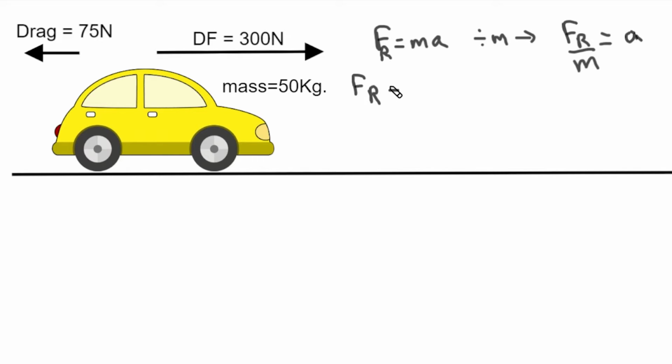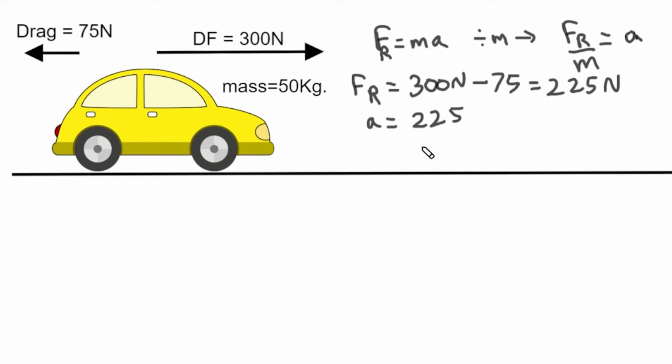Well, the resultant force is simply the difference between the force going right, which is 300 newtons, and the force going left, which is 75. And that gives us a resultant force to the right of 225 newtons. Therefore, our acceleration is simply going to be 225, the resultant force, divided by the mass of 50, which comes out as 4.5 meters per second squared.